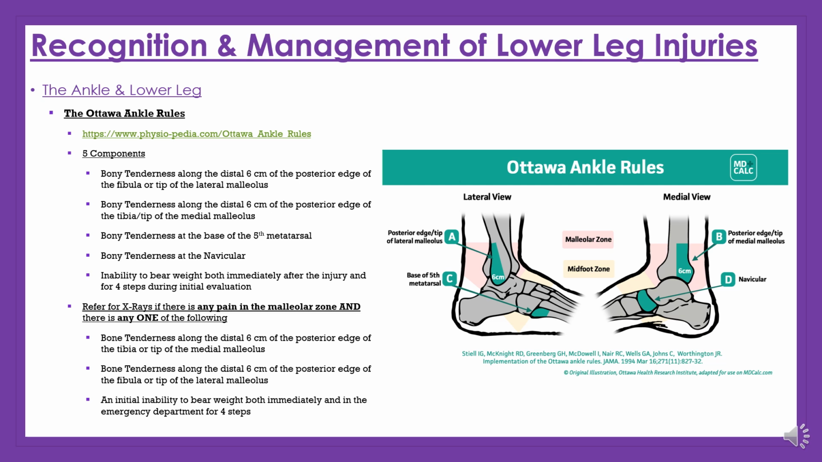Bony tenderness along the distal 6 centimeters of the posterior edge of the fibula or tibia, so the tip of the lateral malleolus or the tip of the medial malleolus. Tenderness over the base of the fifth metatarsal or at the navicular. And then an inability to bear weight both immediately after the injury and for 4 steps during their initial evaluation. So they can't take 4 complete steps with their injured leg without having to stop. That is another component of the ankle Ottawa rules.